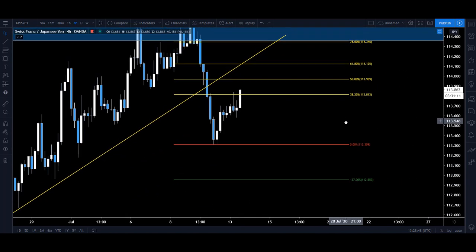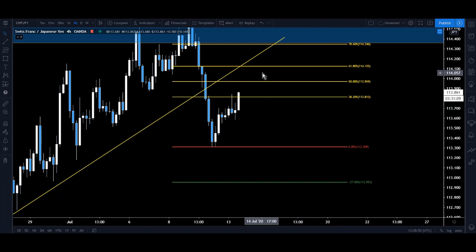We need to see a nice clear rejection somewhere up here. So almost forgot about that one, Swiss yen.